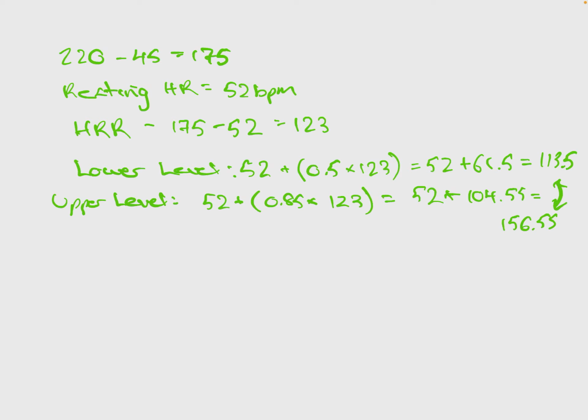So that means my lower target heart rate is a bit higher than what it was calculated with the old or new CSEP formula. If you remember that one, I was around 105.9. So 105 to 105.9. So we're about 6 or 7 beats per minute higher for that lower range.